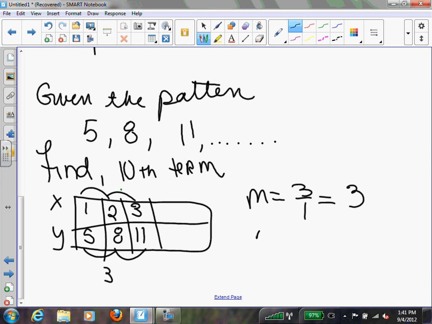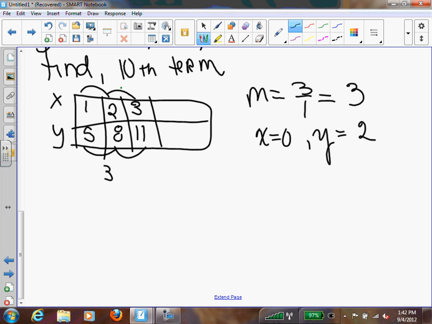Do I know what my value for y is when x is 0? But I can go backwards, can't I? What would my y value be? So what's the equation of the line? Y equals 3x plus 2. Is this making sense?